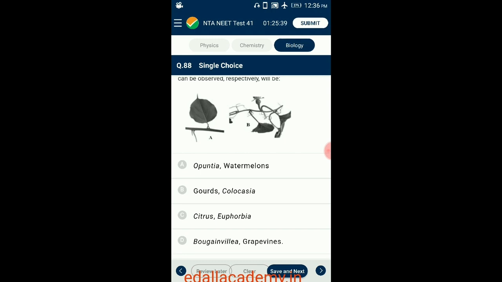Stems may develop into woody and pointed thorns for protection from the axillary buds. Examples: bougainvillea, citrus. Stems may develop chlorophyll and perform photosynthesis. Example: Opuntia, a stem modified as a flattened structure. Euphorbia, stem is a fleshy cylindrical structure, etc. Stem may help in spread and vegetative propagation. Here the correctly suitable answer is option D, bougainvillea and grapevines. So the correct option is D.